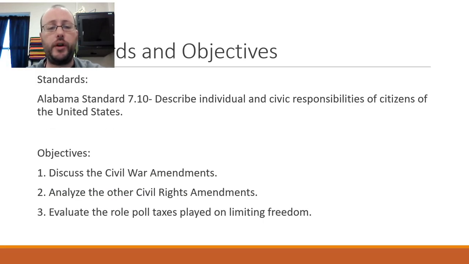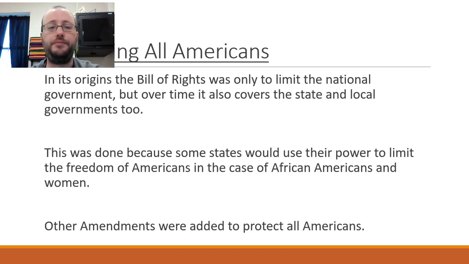Now we're in Section 3. This will discuss the Civil War amendments or the Reconstruction amendments and evaluate the role the poll taxes played on limiting freedom. In its origins, the Bill of Rights was only limited to the national government, but over time it also covered the state and local governments too.